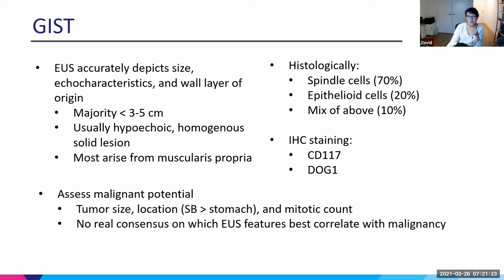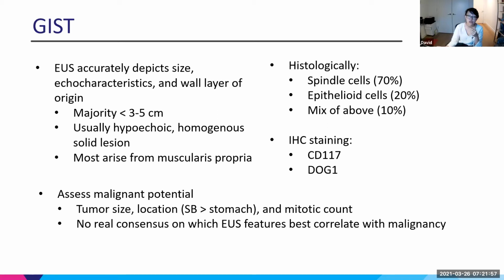And on immunohistochemical staining, 95% of these tumors will show positivity for CD117. DOG1 is a recently discovered marker for GIST, and it can be useful if the CD117 stain is negative. In our patient sample, his tumor was positive for both. With these GISTs, it's important to stratify them by their malignant potential. And this assessment is usually based off of a combination of tumor size, their location, and mitotic rate.